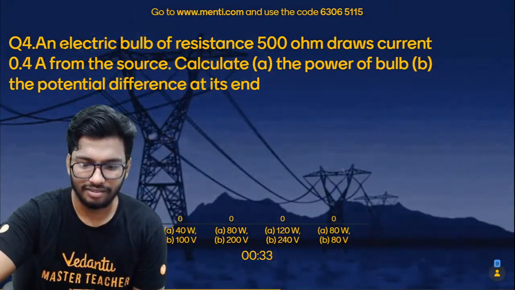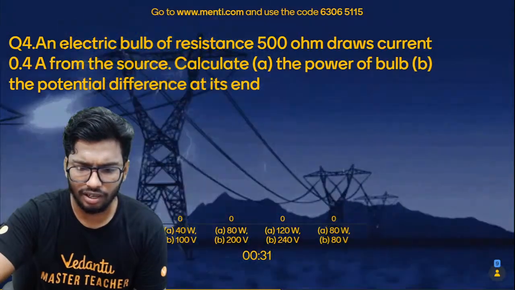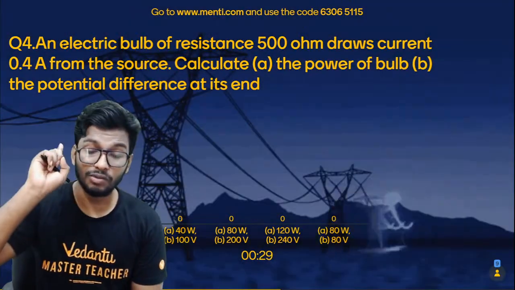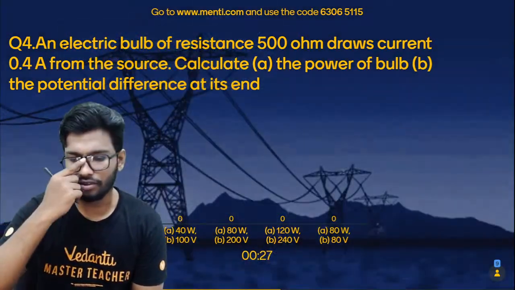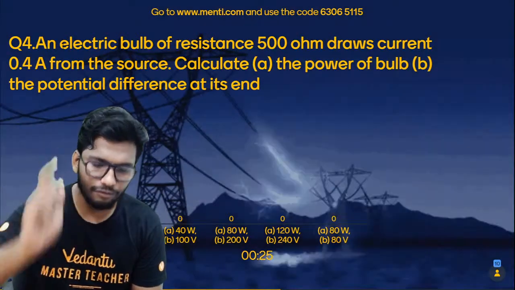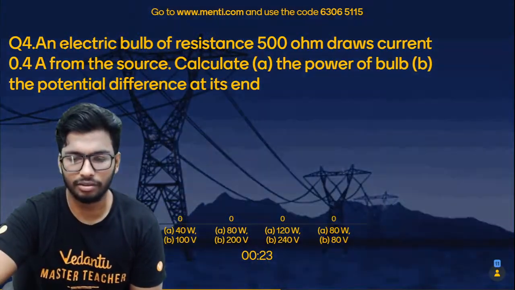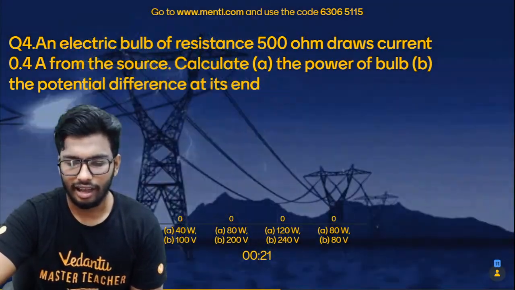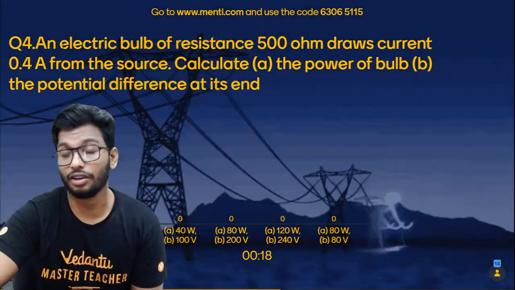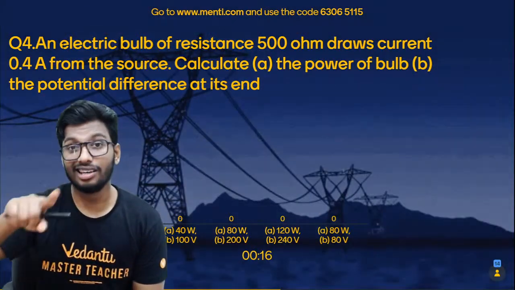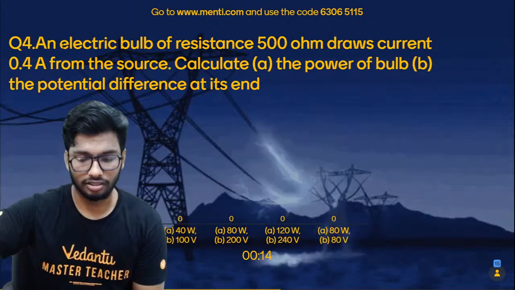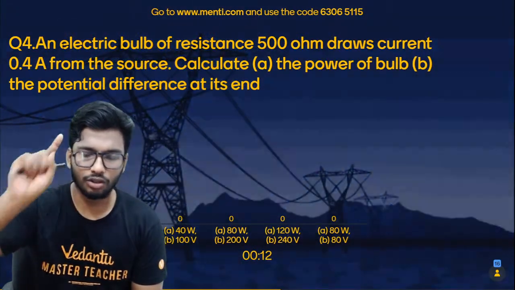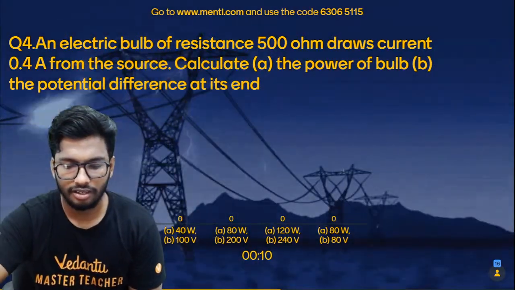Do we have to convert time to seconds or let it be in minutes? If they have asked you in terms of joules, then you have to convert it to seconds. Don't leave it in minutes. If they have asked you in terms of kilowatt hour, then convert minutes to hours. Here they've asked in joules, so convert to seconds. Very much needed.